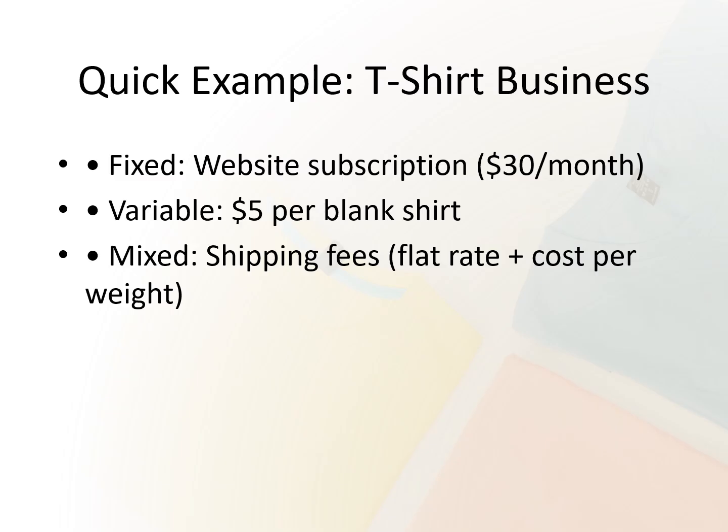So let's say you run a small t-shirt business. You pay $30 a month for your website. That's fixed. You pay $5 per blank t-shirt. That's variable. And shipping fees are $3 flat plus 50 cents per ounce. That's a mixed cost. Being able to identify and separate these costs is crucial for pricing and profit analysis.